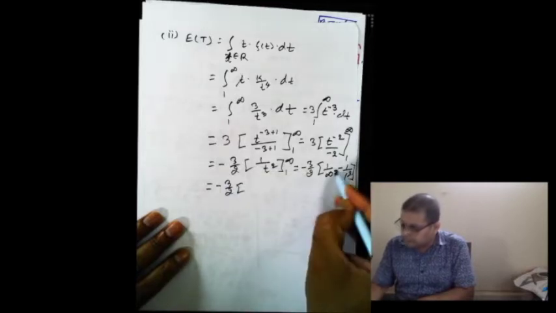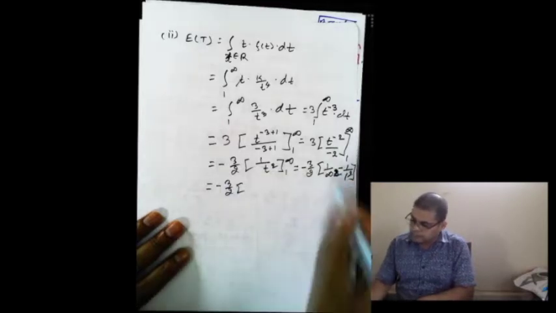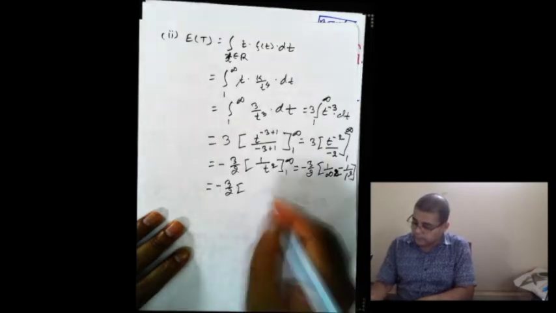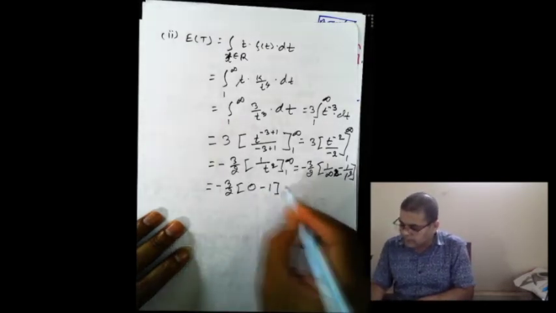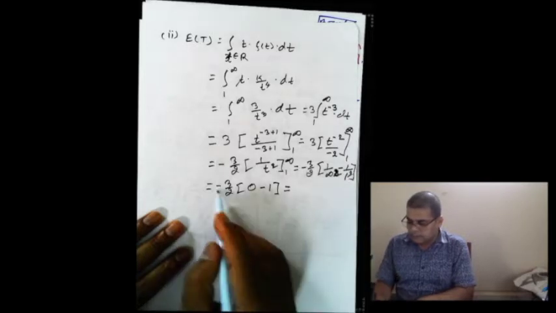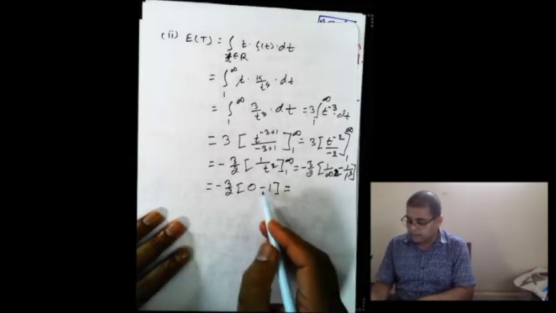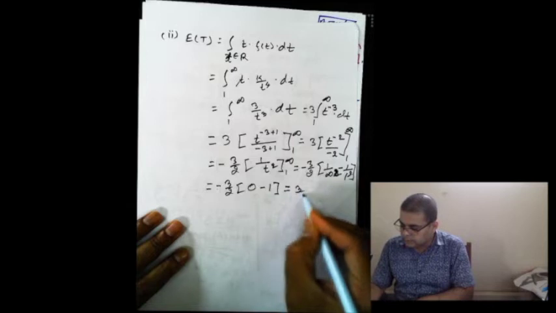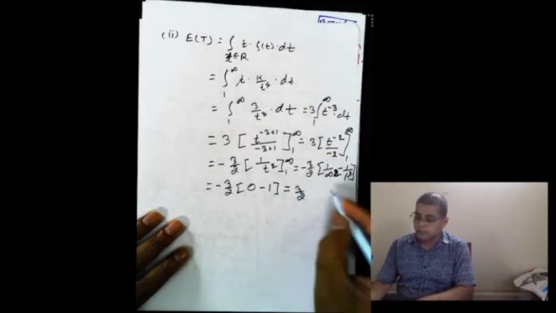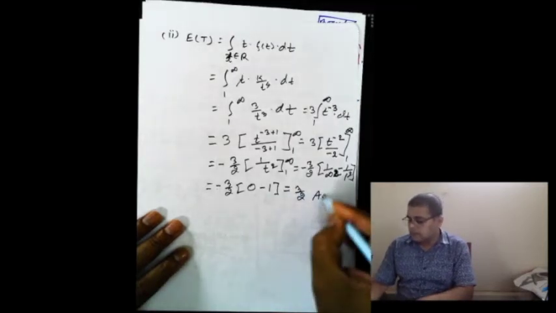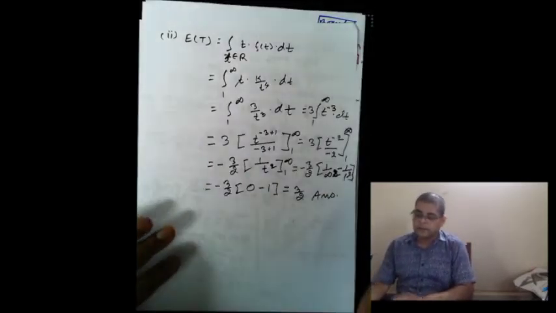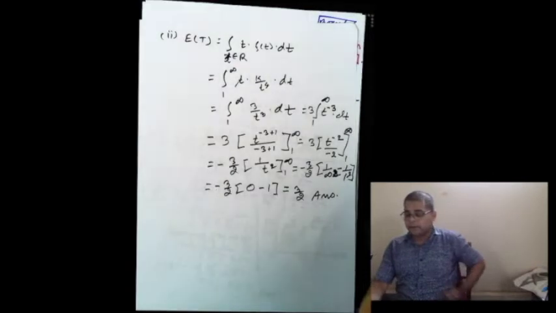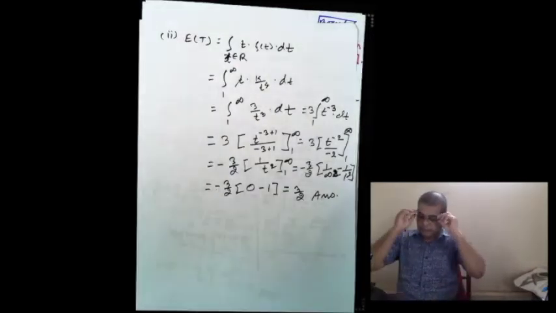Now we are left with minus 3 by 2 and 1 by infinity square. Infinity square is still infinity, so 1 by infinity is 0, and then this is minus 1. So our expected value is, negative times negative is positive, so it is 3 by 2 times 1, which is 3 by 2. So the expectation of this continuous probability distribution is 3 by 2, or you can also say that the expectation of the continuous random variable in this case is 3 by 2.